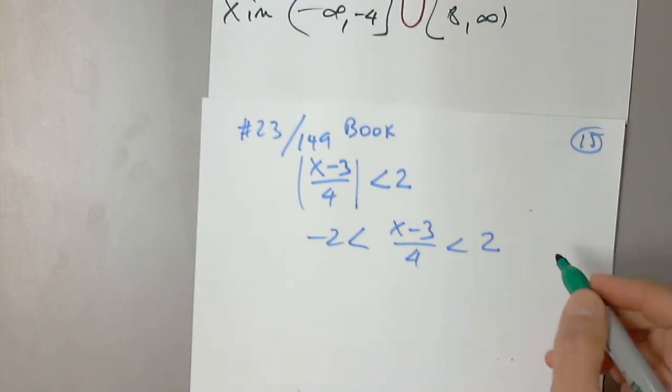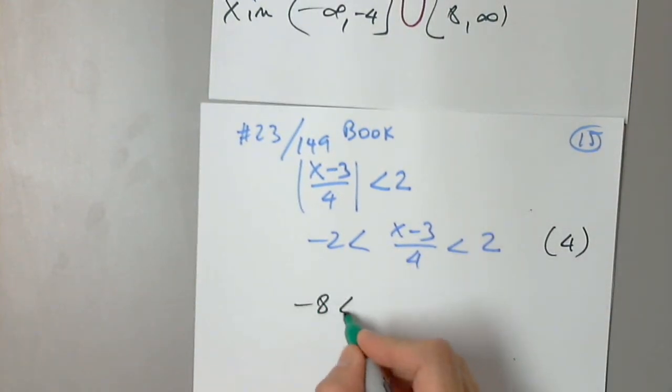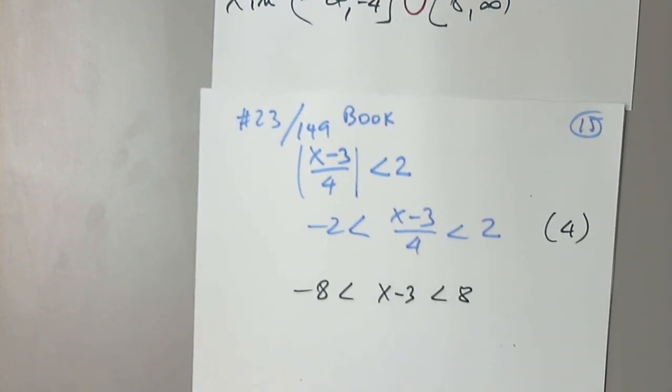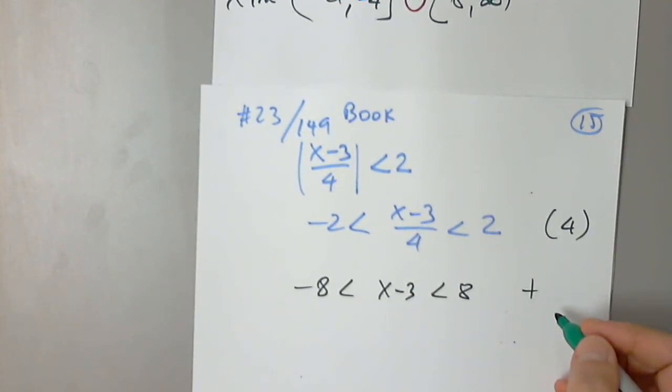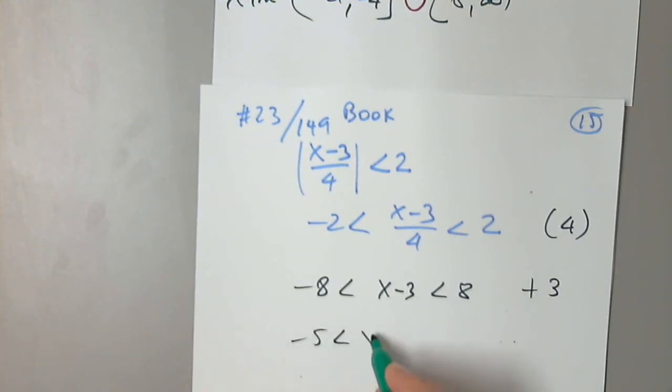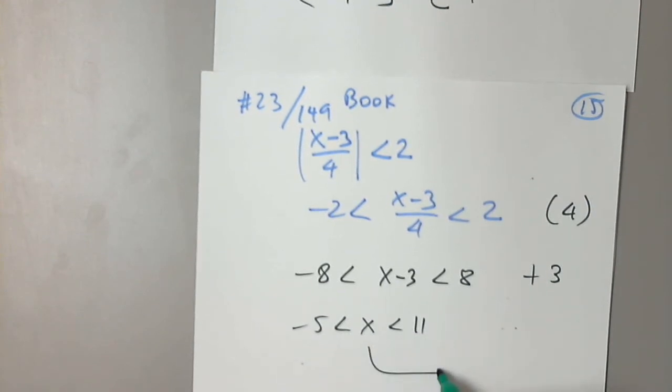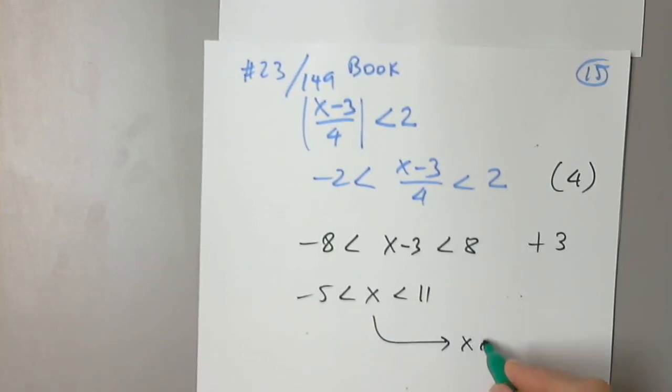So we will multiply all three sides by 4. And we will add what to all three sides? Very good, awesome. -5 less than x less than 11. And this is the solution. x in the interval (-5, 11). In between -5 and 11.